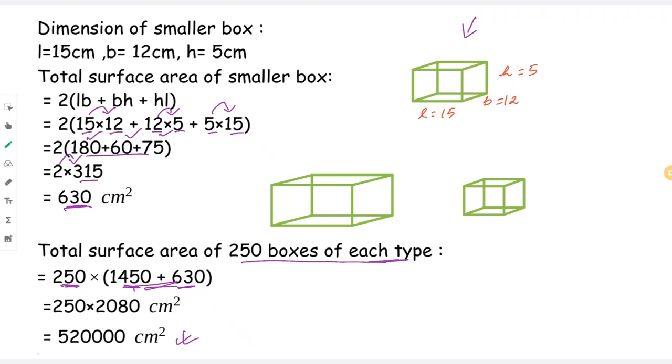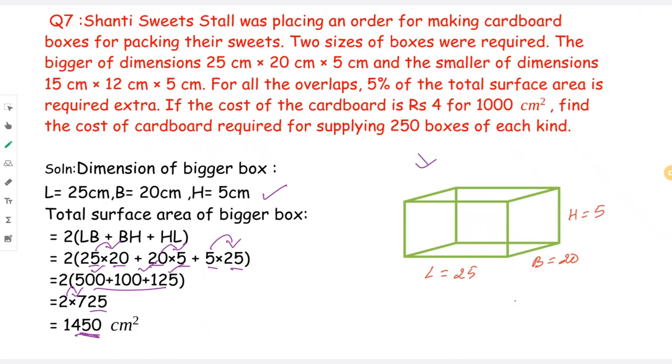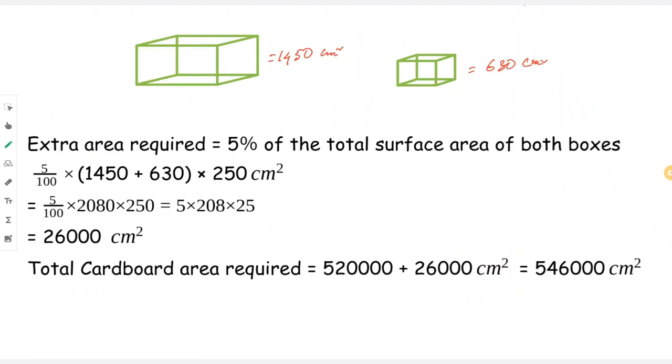All right. Now before we go to the next, let's go back to the question again. For all the overlaps, 5% of the total surface area is required extra. Clear? So what does this mean? Suppose you want to stitch a new suit, right, for maybe an occasion or whatever, and you're going to the shop, and then when you buy the cloth, you will never buy the exact length. Why? Because if you buy the exact length and then the tailor makes a mistake, then you're gone, right? I mean, there's not going to be any suit for you. So what I mean is, we always buy extra length, not exact. So that is what is meant by the overlaps and all.